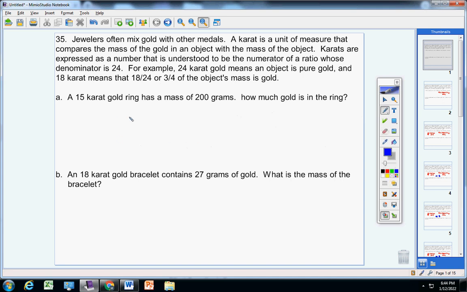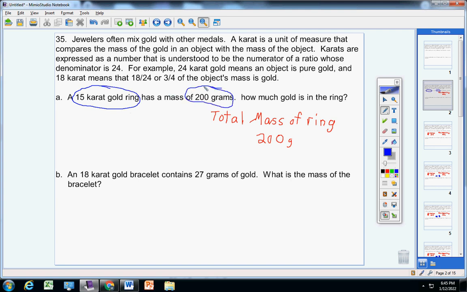You have a 15 karat gold ring, and this gold ring has a mass of 200 grams. Now, how much gold is in the ring? Lola, what they mean is this: the total mass is 200 grams, not the mass of the gold. The gold is not 200. The total mass is 200. Got it? Now, Lola, what fraction of this ring is gold?